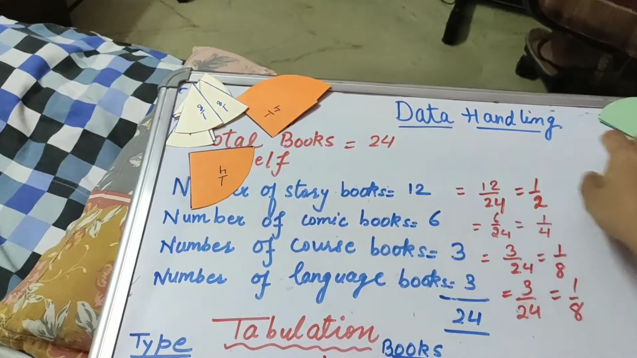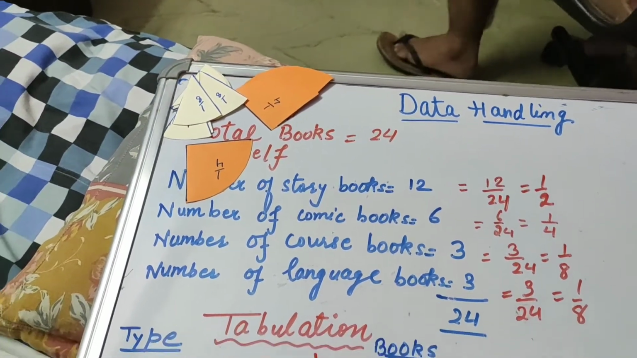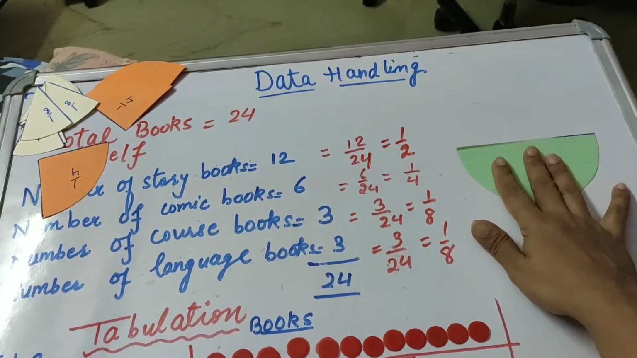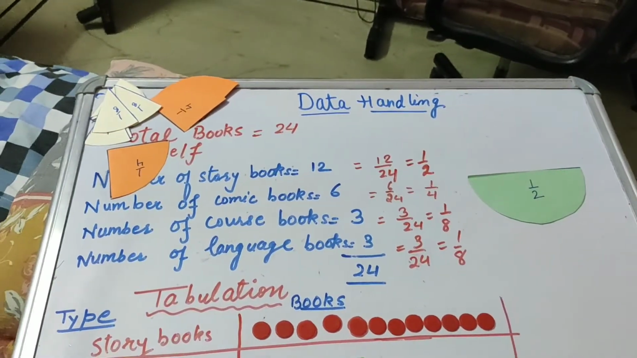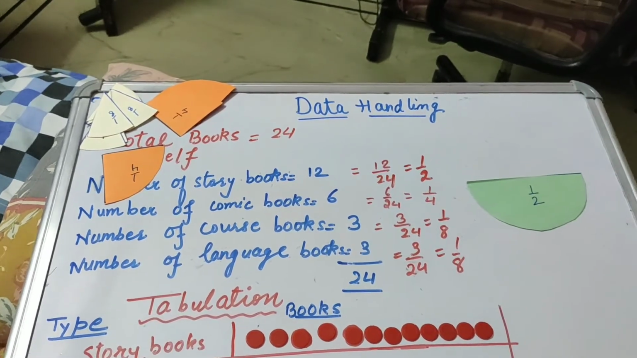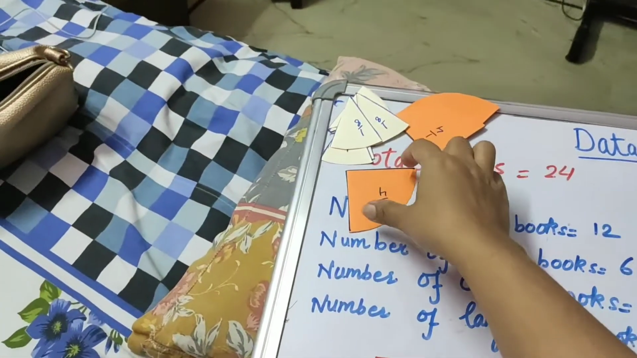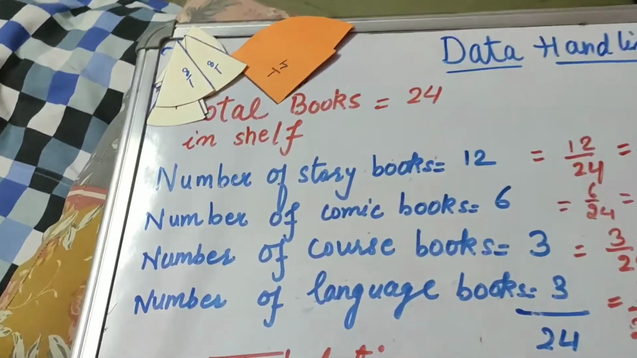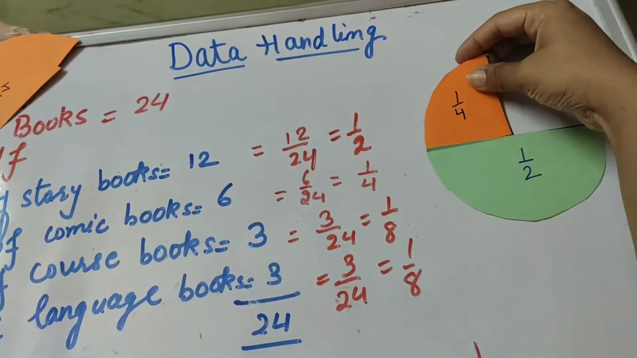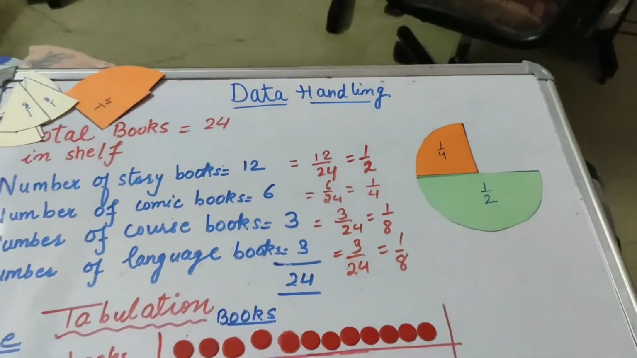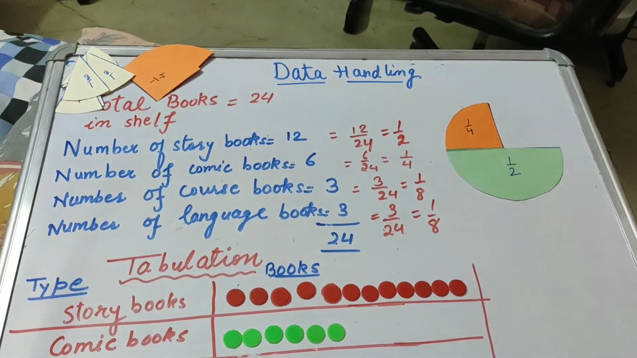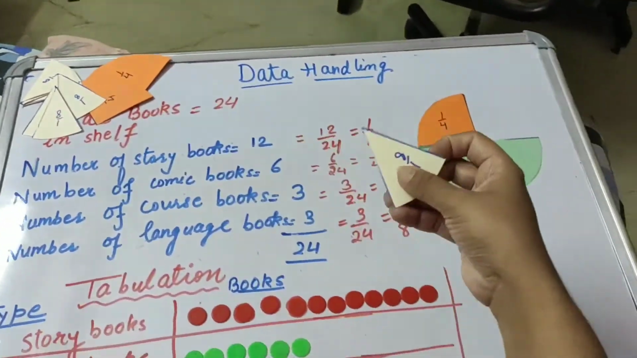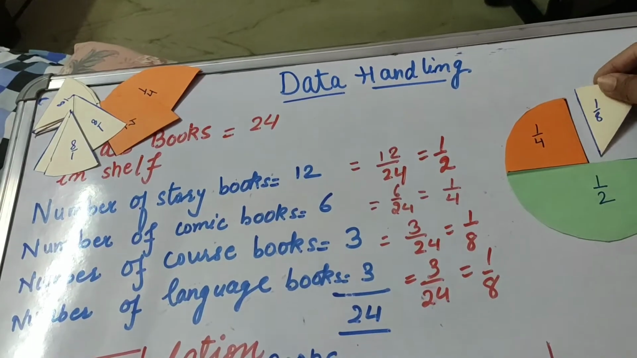So my story books are 1 by half. So I'll pick a 1 by half card here like this. Okay, and I'll keep my 1 by 2 or half circle like this. Now my comic books are 1/4, so I have picked this 1/4 fraction and I'll put it here like this. Right? Now next is my course books, which are 1/8. So I'll pick 1/8 and I keep it here.